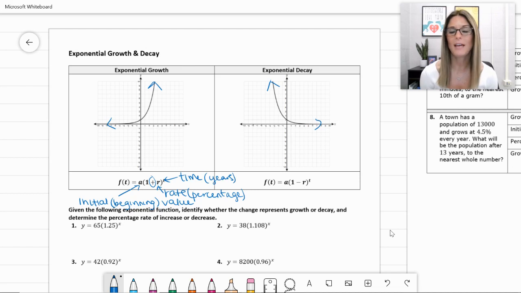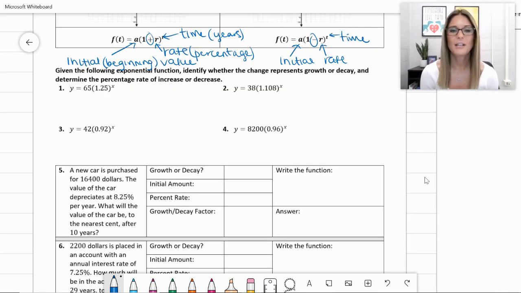Now, the only difference with exponential decay is instead of 1 plus, decay is 1 minus that rate. You still have your initial value for a. We still have our rate used as r, and t will represent time. So they're almost identical formulas. We are just going to add 1 with our growth, and we will subtract the rate from 1 when we're working with a decay. Let's look at our first examples.